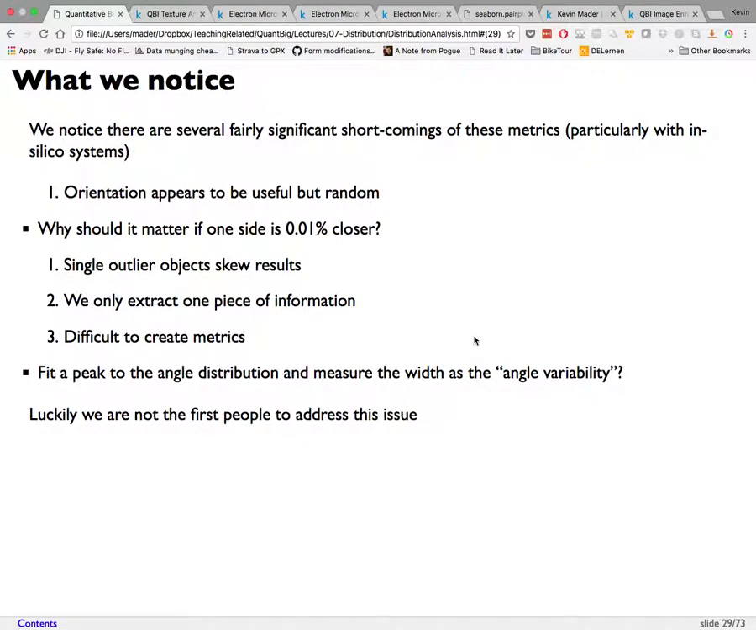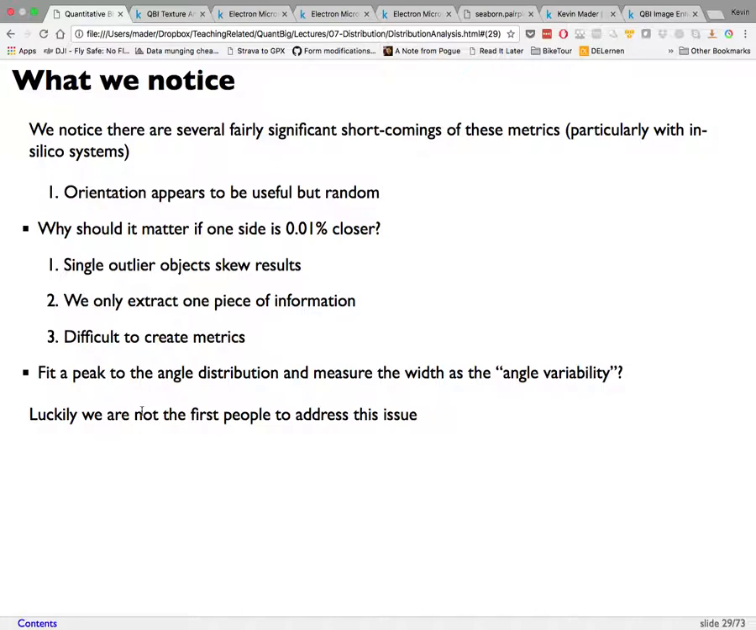So what we see with these systems is the orientation appears to be somewhat useful, but because we're dealing with a grid, it's very random. And we shouldn't potentially be using such perfect grid systems for our examples, because as we saw, a tiny change could have a big effect by making things much further apart than they would be before.